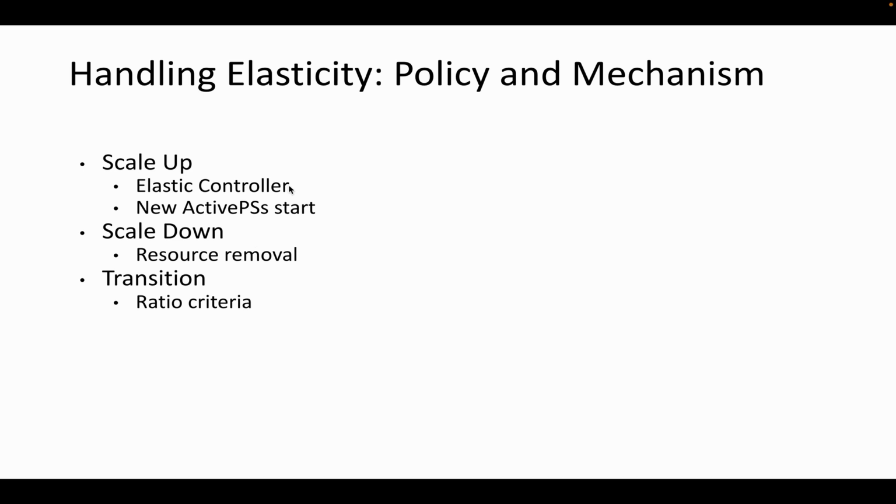So this is how the scale up procedure occurs, and in scale down we have resource removals. AgileML handles resource removals differently based on whether a warning is received or not. Evictions refer to the removal of resources after a warning, while failures refer to removals without warning or with insufficient lead time.